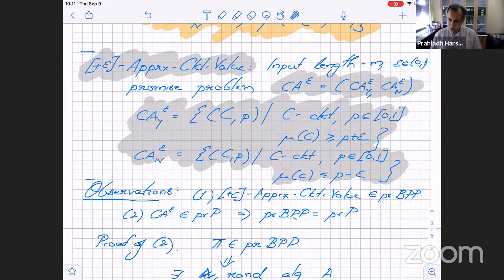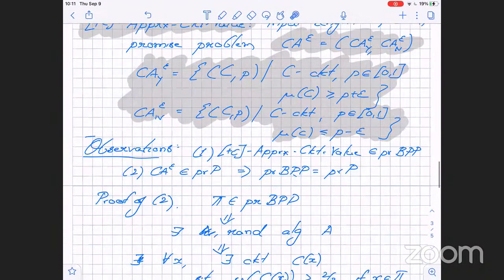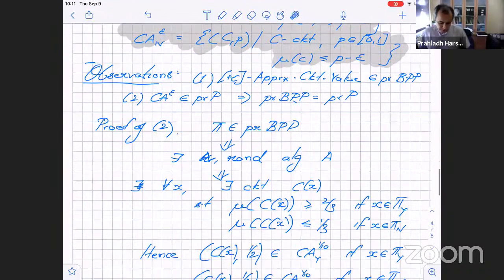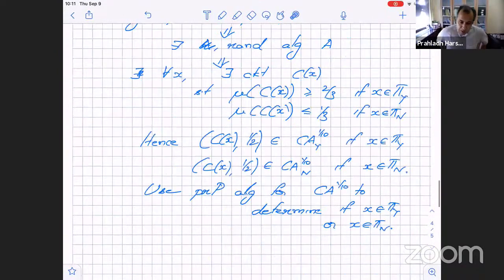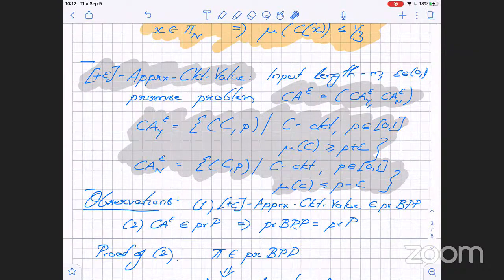Yes. Okay. Any more questions? Yes. So in the definition of CA epsilon, P could be anything. P could be any number. Because it's an input, it has to be written in binary, and we expect you are giving it with some precision. Okay. And second question is, CA epsilon is in promise P.